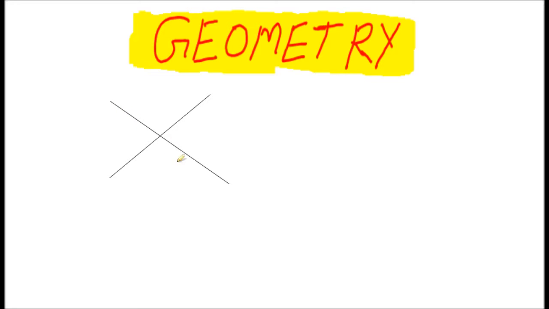Here, if the two lines intersect at this point, then the vertically opposite angles, that is this angle and this angle, are equal. So again we can take these two angles also. This angle and this angle are also equal. So these two angles are equal. If this is x, this will be x. If this is y, this will be y.